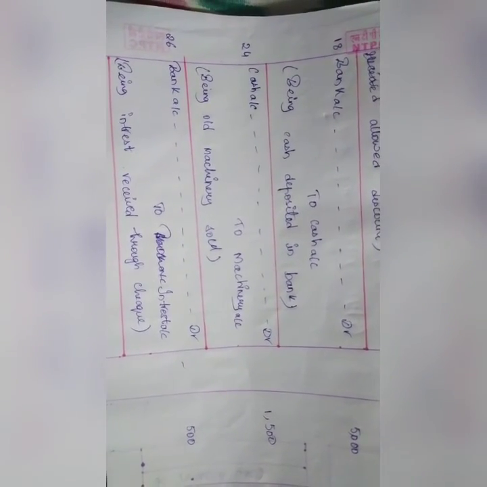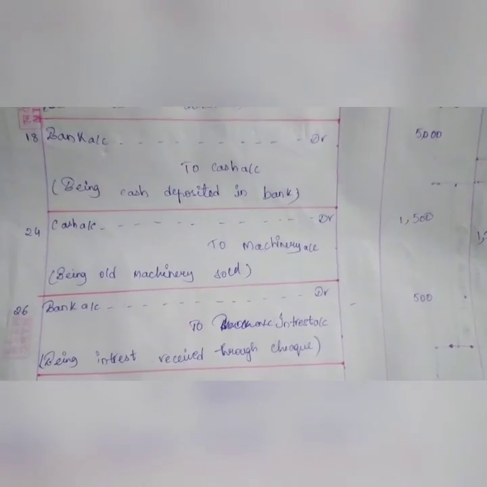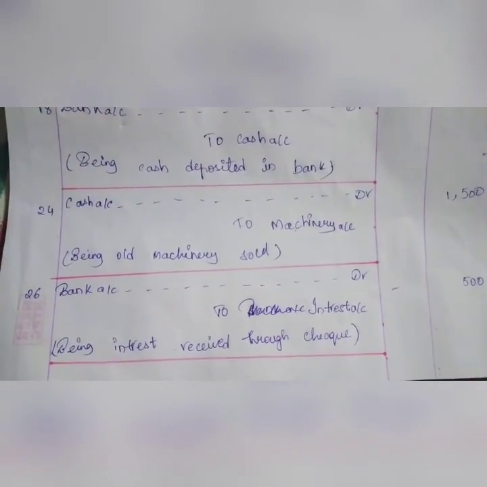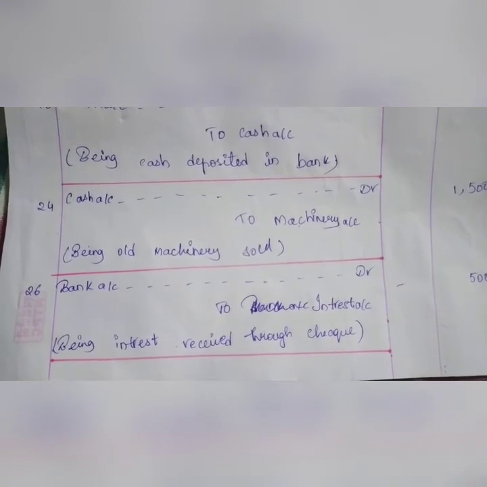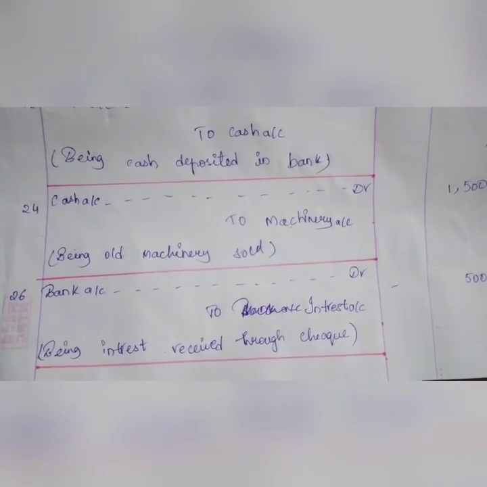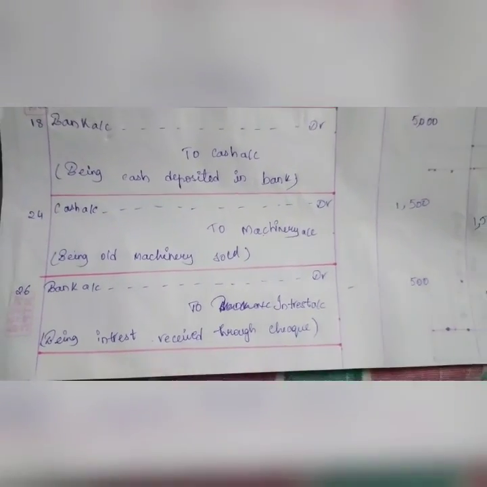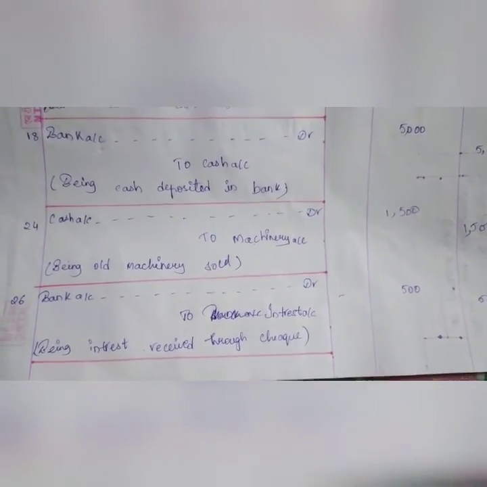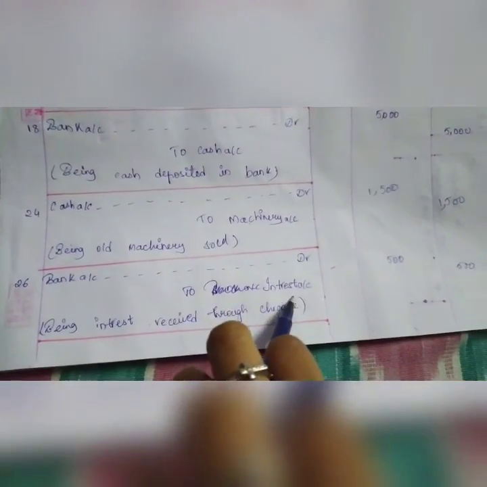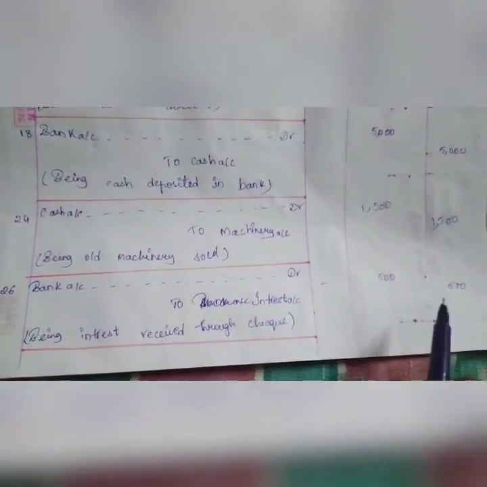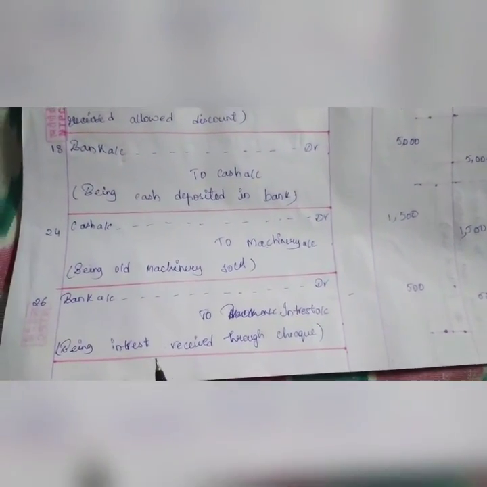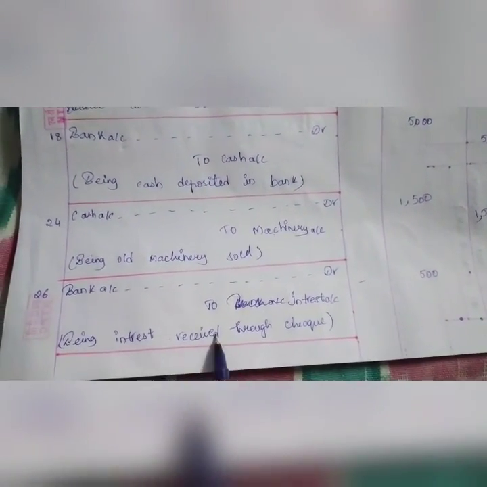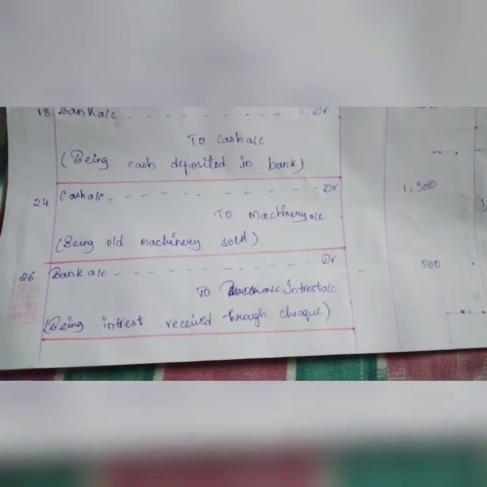Next is on 26th May. On 26th May we have transaction called interest received through cheque. And the transaction will be bank account debit to interest account. Amount is rupees 500. Narration is being interest received through cheque.